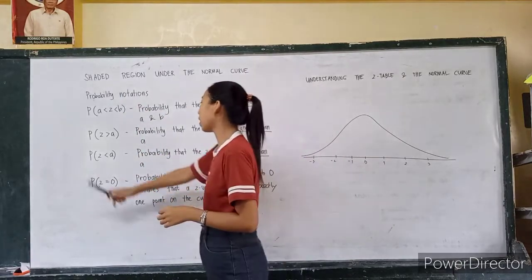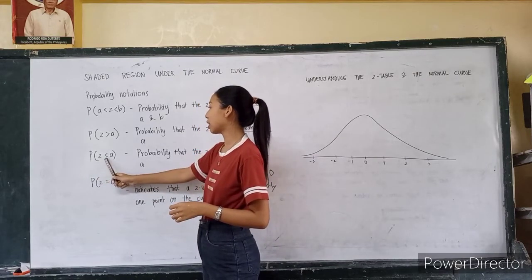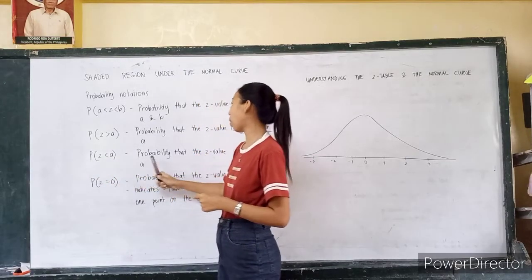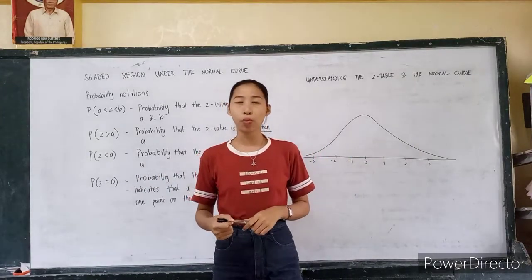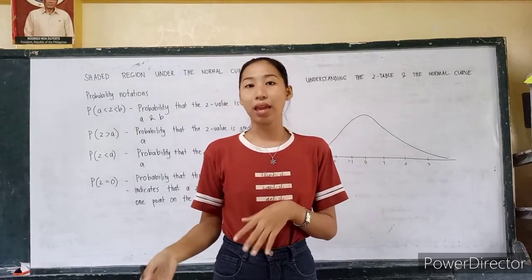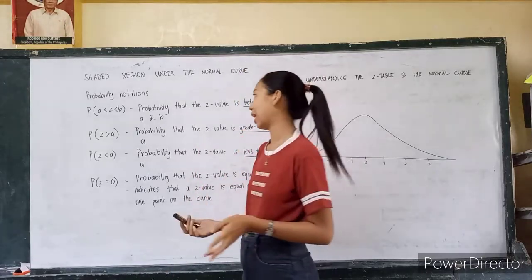Another is P of Z less than A. This is the probability that the Z value is less than A, or below A. So it is lower than your A. What is its probability?